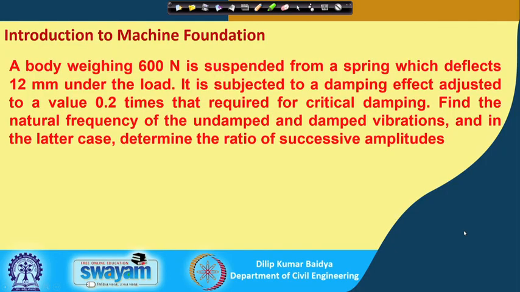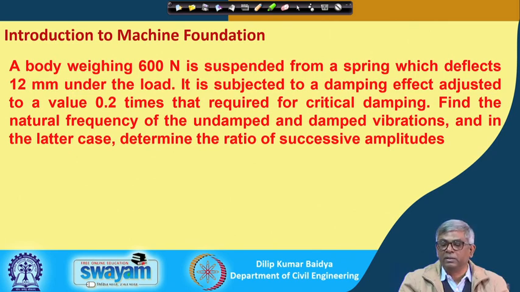So, let me go to problem number 1 for today. You can see a body weighing 600 Newton is suspended from a spring which deflects 12 millimeter under the load. It is subjected to a damping effect adjusted to a value 0.2 times that required for critical damping. Find the natural frequency of the undamped and damped vibration, and in the latter case determine the ratio of successive amplitude.